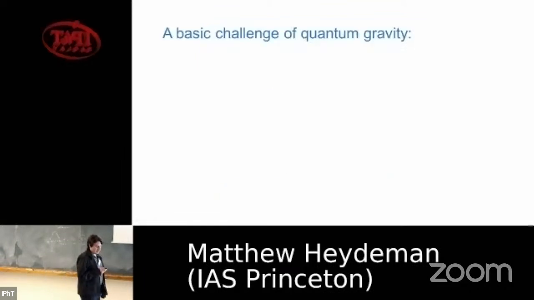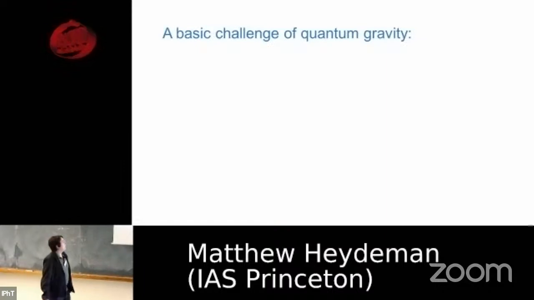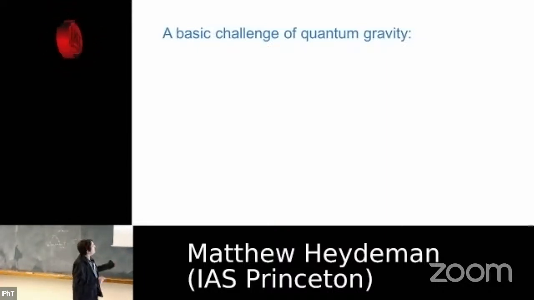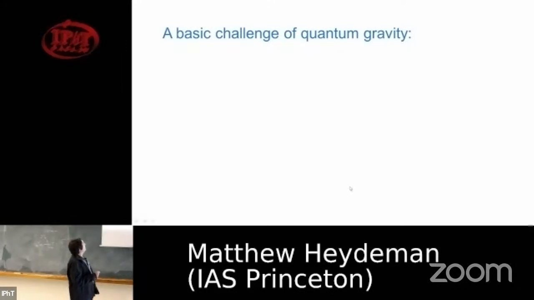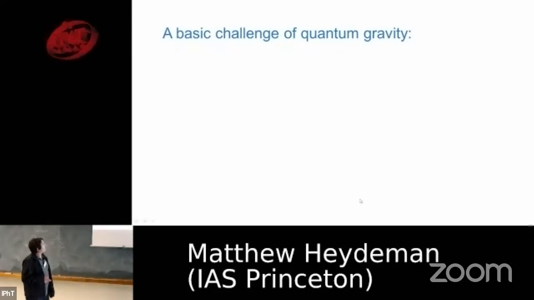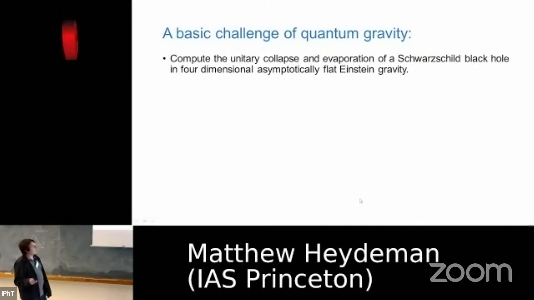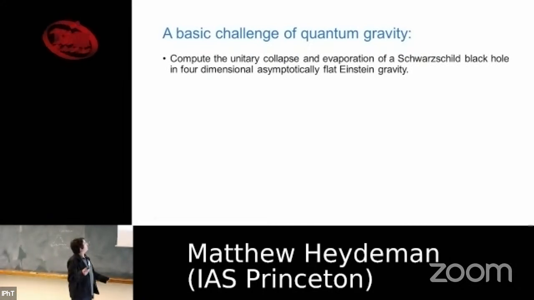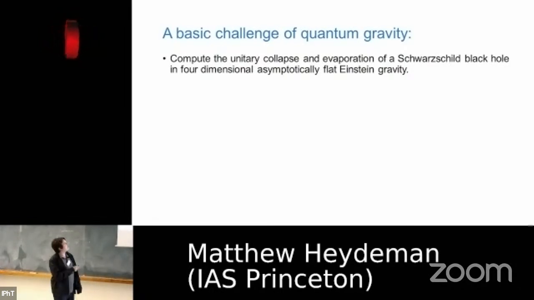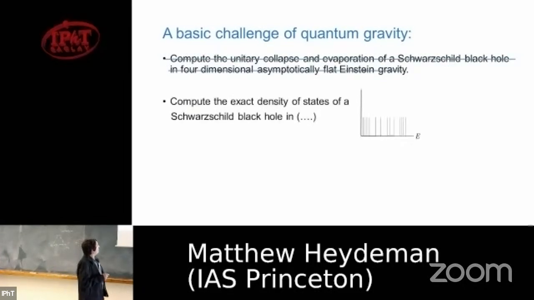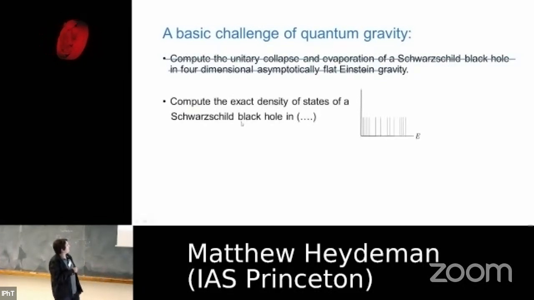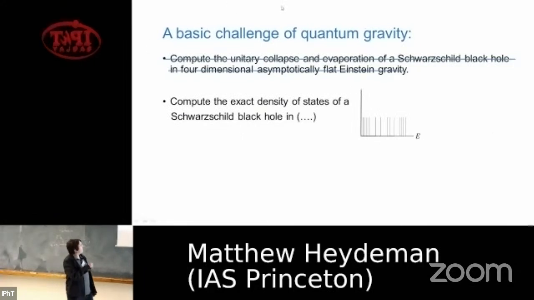So let's begin with a very broad overview. What are some basic challenges of quantum gravity? Well, we could try to tackle the unitary collapse and evaporation of a Schwarzschild black hole in 4-dimensional asymptotically Minkowski space. I won't be so ambitious and won't attempt this. We could try something a little bit less ambitious, which is to at least compute the exact density of states of a Schwarzschild black hole in 4-dimensional asymptotically flat space, or perhaps in a stringy completion.